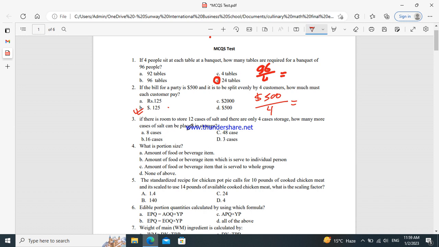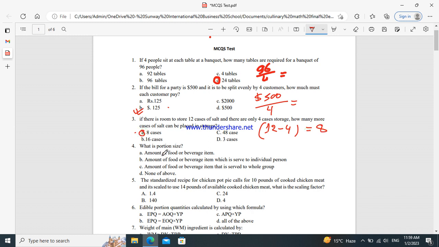If there is room to store 12 cases of salt and there are only 4 cases in storage, how many more cases of salt can be placed in storage? We have room for 12 cases of salt and only 4 cases in storage. And how many more can be placed in this store? This is 8. Therefore, the answer is A.